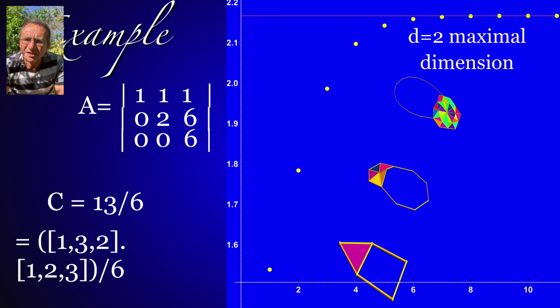So here is an example in dimension D equal to 2, where the matrix is a 3 times 3 matrix. So it's an upper triangular matrix, so it has the factorials in the diagonal. And we see here, we started with a house graph. We take the barycentric refinement, and it will level out at 13 over 6 when n goes to infinity.